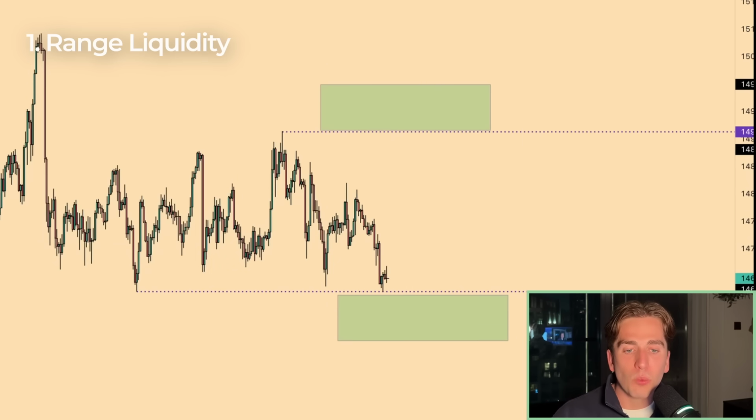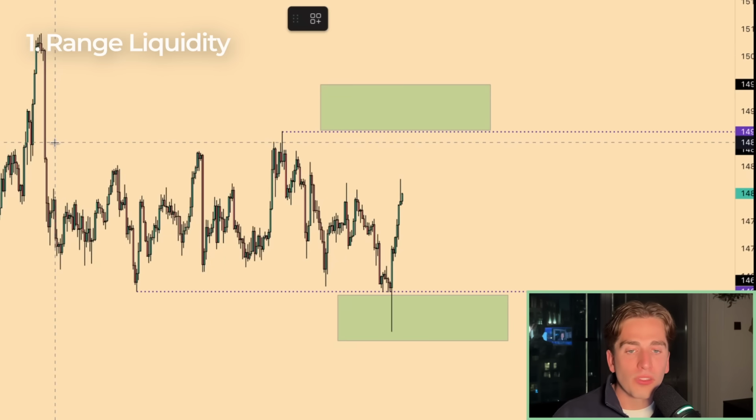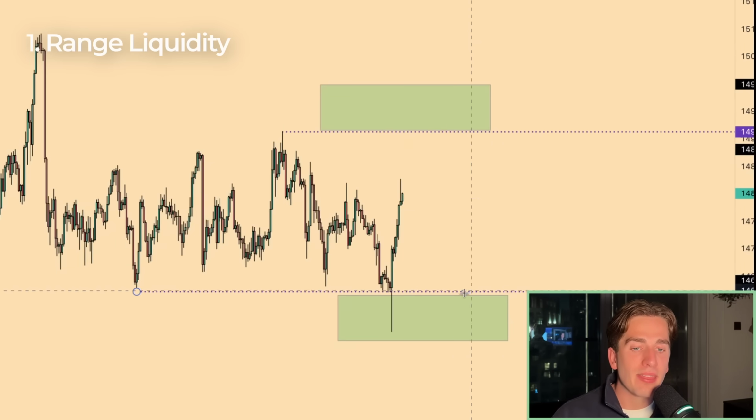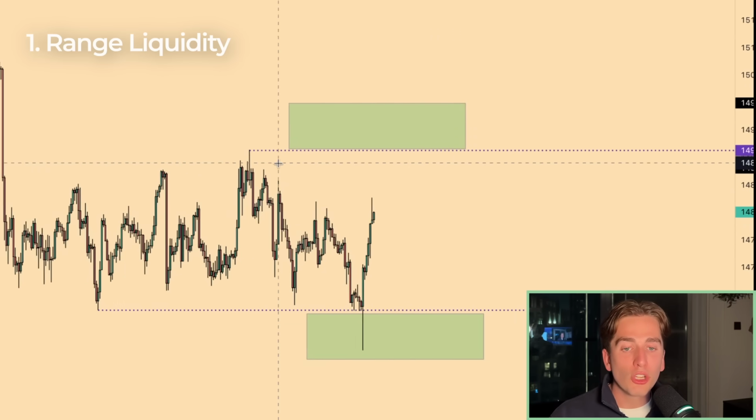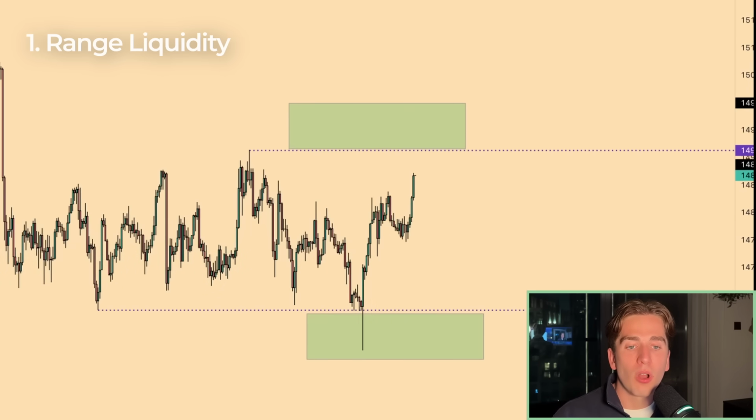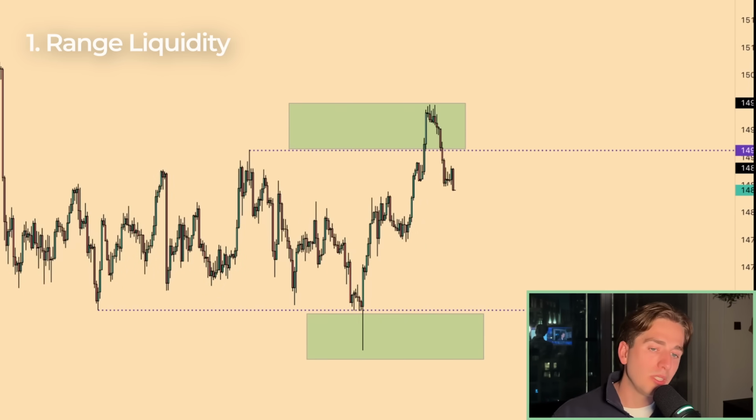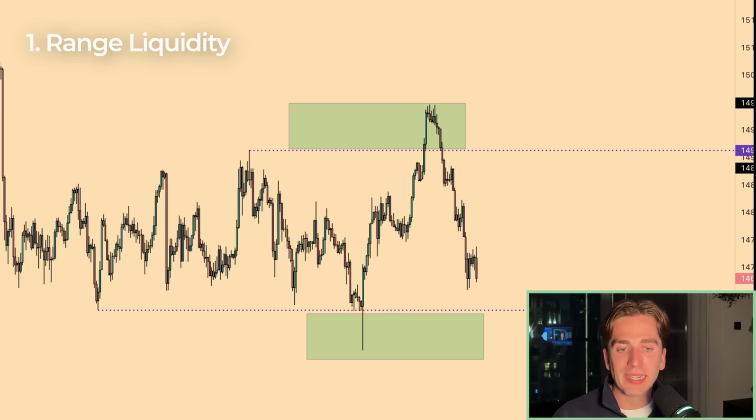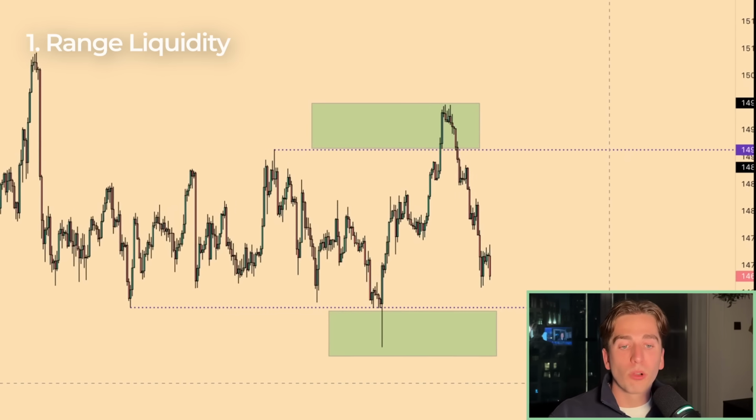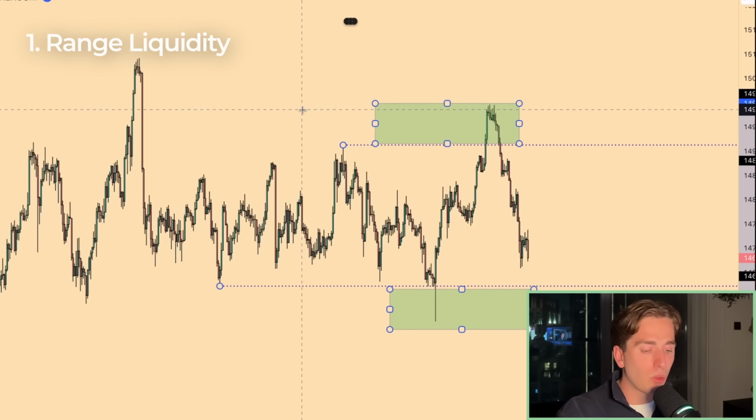And that's why here what we see is, okay, the low of the overall range gets taken out, and then from there we reverse back in towards the highs, towards what? Towards the high of the range. Then once we take out the overall high of the range, what then happens? We see the reversal back in towards the downside again take place. So this is the first form of liquidity that you need to understand, and it's called range liquidity.